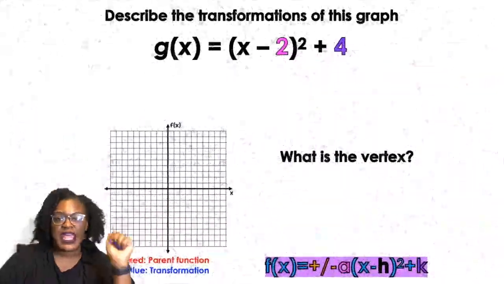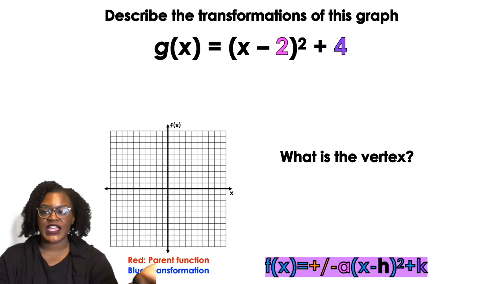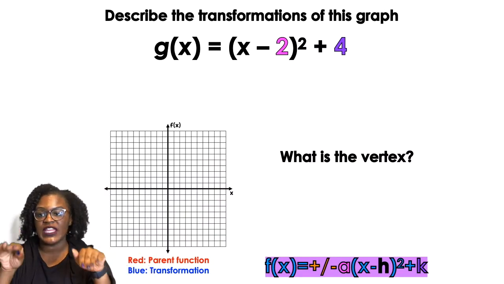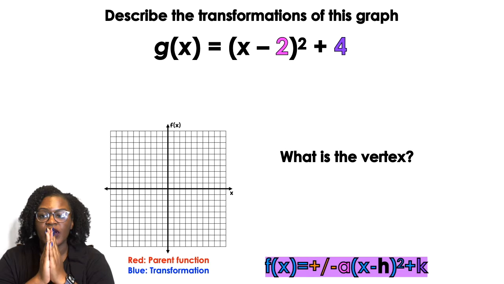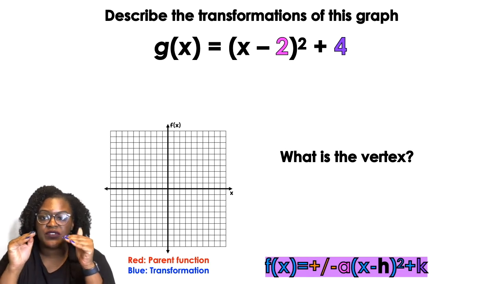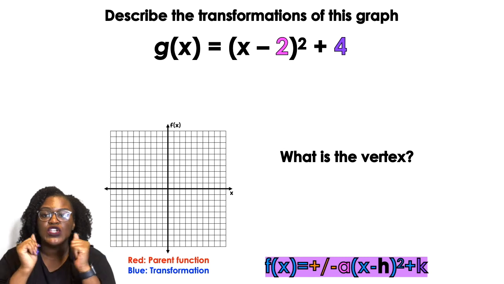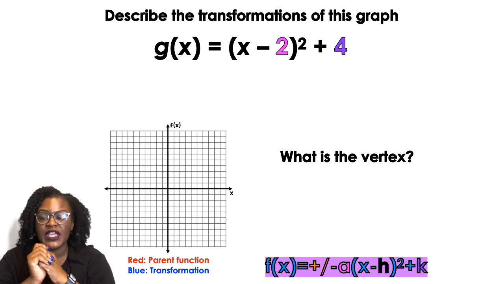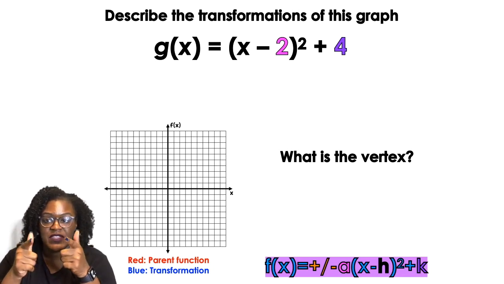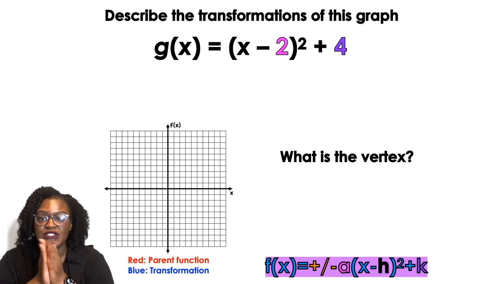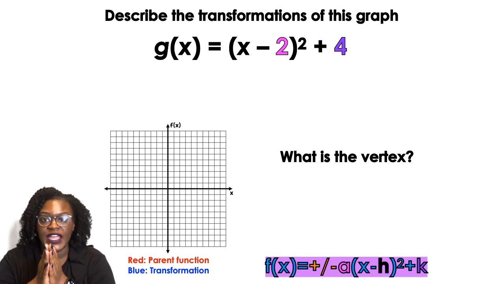All right, so now we're going to describe the transformation of this graph. Given this equation, g of x equals x minus 2 squared plus 4, we need to describe what the transformation is going to be from the parent graph. Looking at the equation, there's that minus 2 in there, and then there's the 4. The minus 2 is your h value, and h values do the opposite. Because there's a minus in front of it, it's actually going to go to the right 2 spaces.